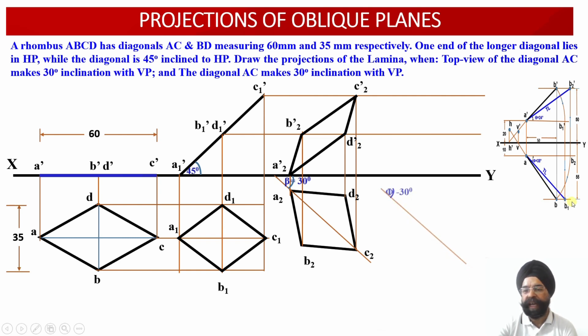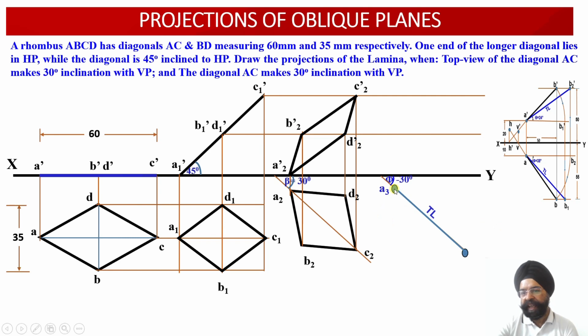So let us draw that. Just see, angle phi is available to us, equal to 30 degrees. And once we draw angle phi, we have to draw this 60 millimeter true length onto this locus line. So let us draw this line.